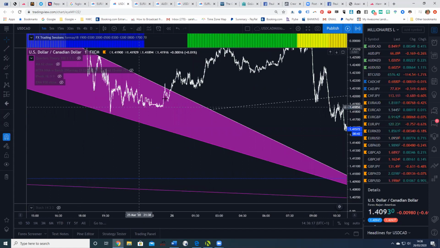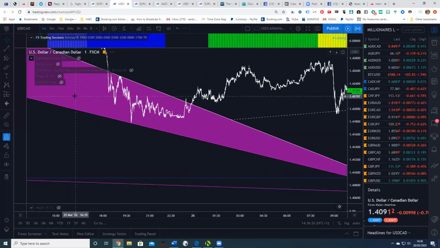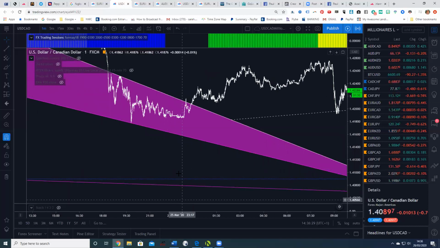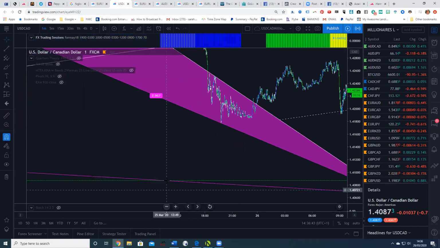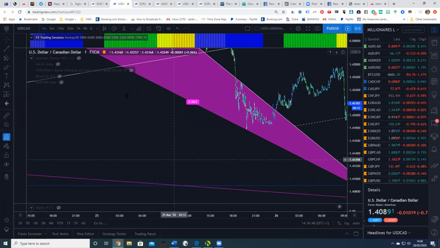Sorry, system's a bit slow. And using the magnet tool will drag it onto the wick. Let's give the system a chance to catch up. I haven't got a lot of windows open. I think it's because everybody's at home, isn't it? Right, there we are. As I say, this is the only fiddly bit.